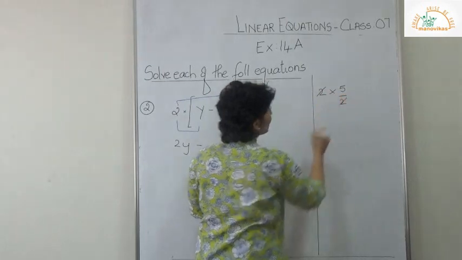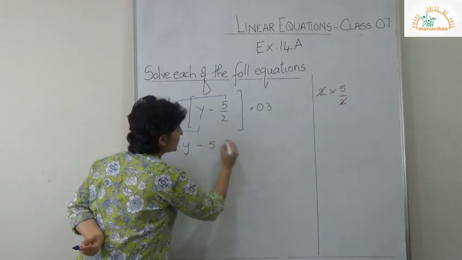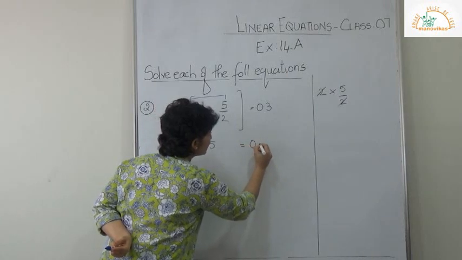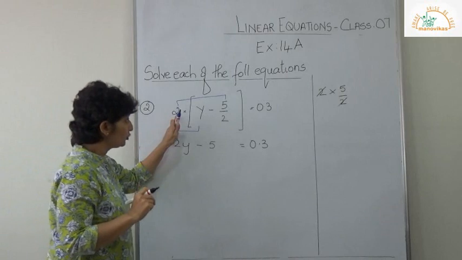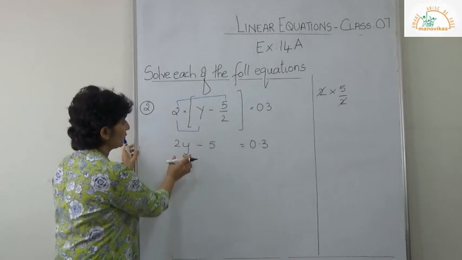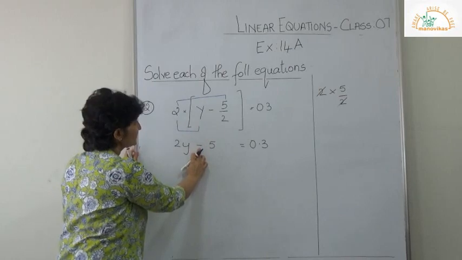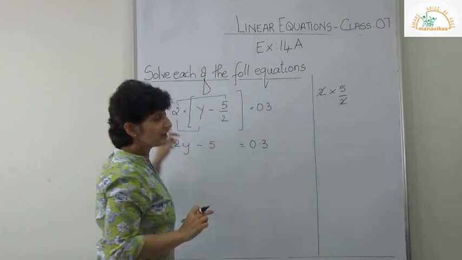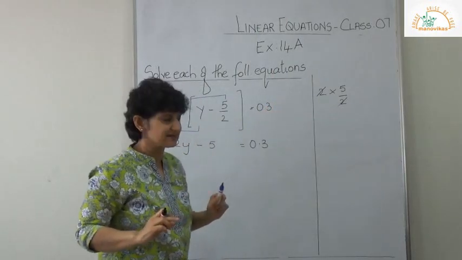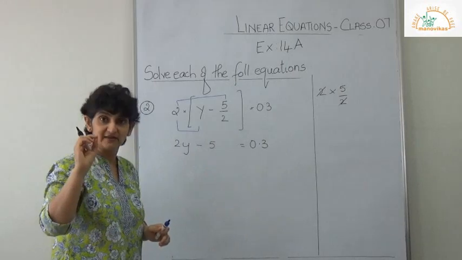Now 2 and 2 get cancelled, children. So what do I get? I get 5, which is equal to 0.3. I repeat. You have 2 into y, which is equal to 2y. There's a minus sign, so I put minus. Then 2 multiplied by 5 upon 2. 2 and 2 get cancelled. I get 5, which is equal to 0.3.